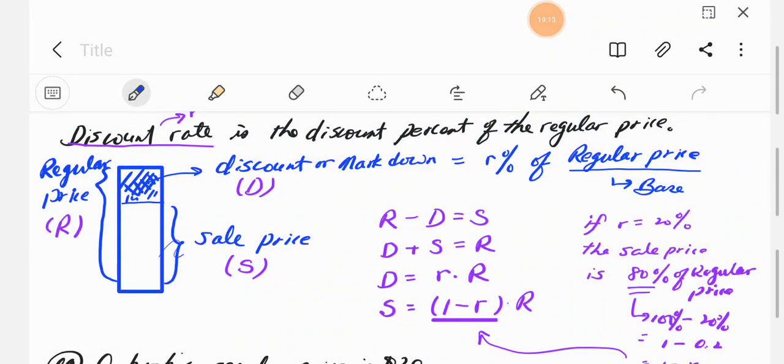All right, then we can have one more equation. So the discount is what? The total is the regular price, R, minus the sale price, right? As you see in the diagram. So total minus S is D, right?